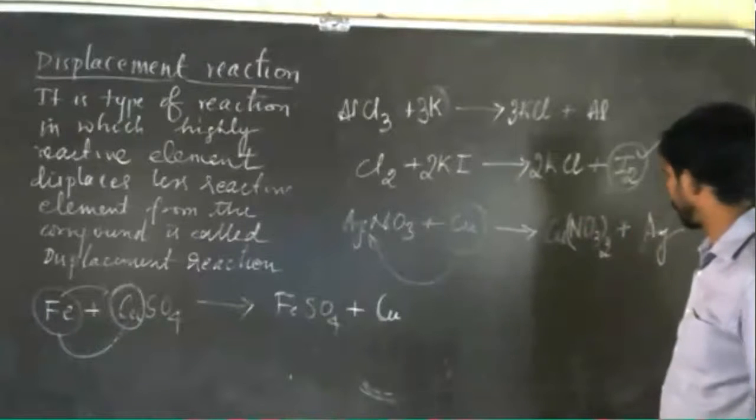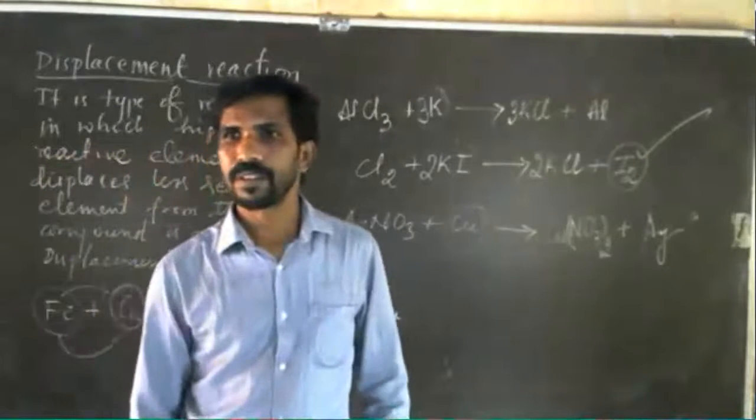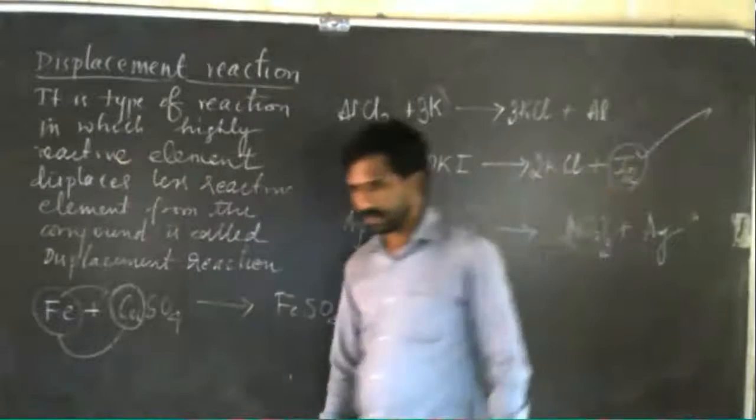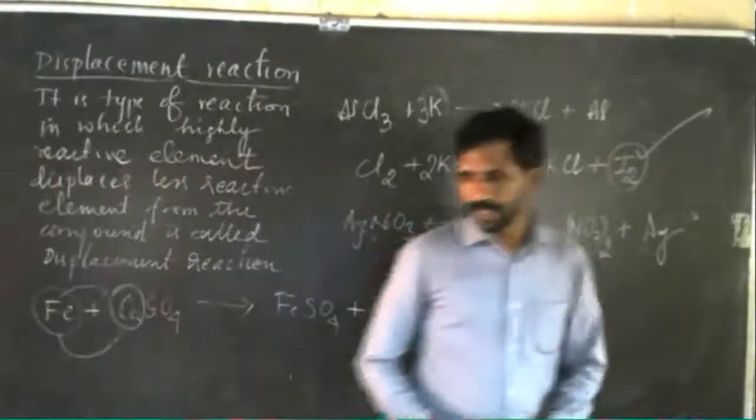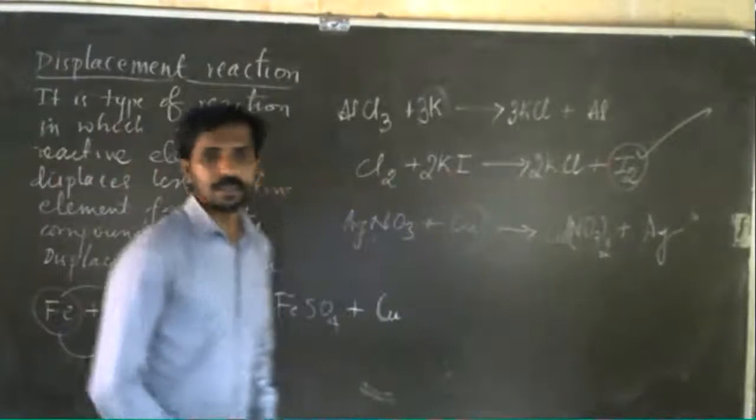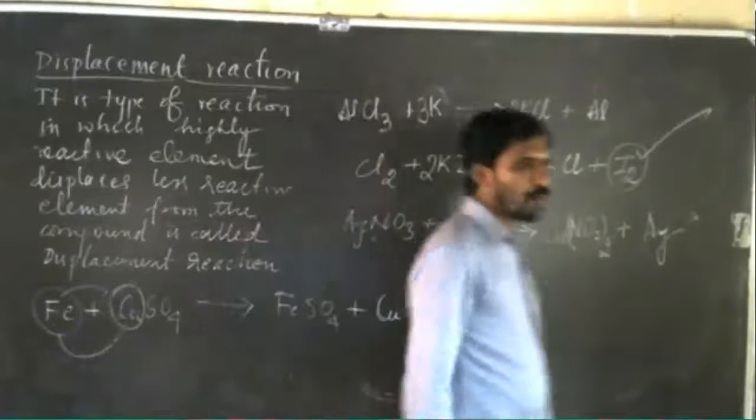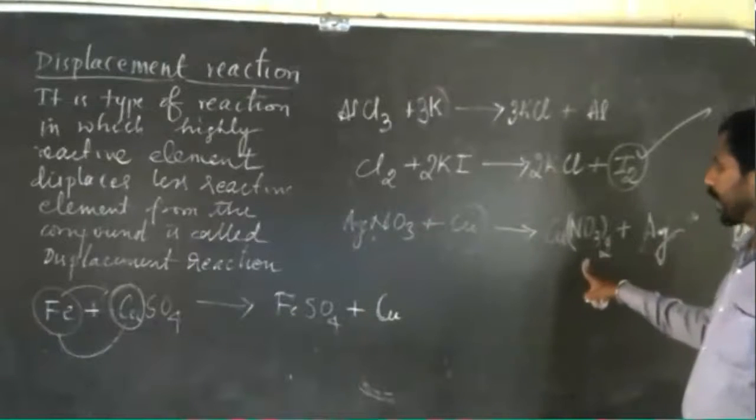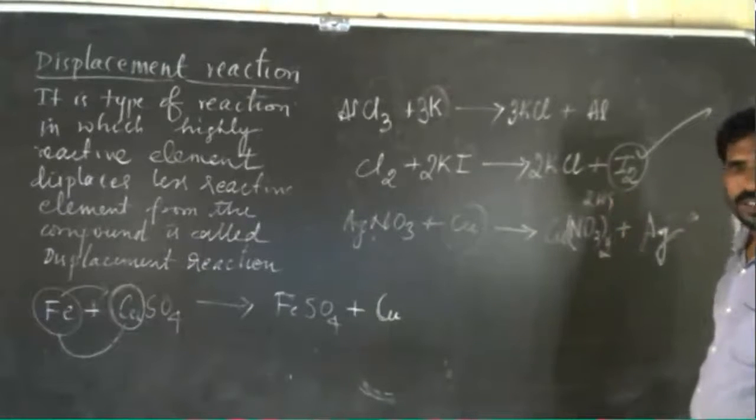Cu(NO3), copper valency is 2, that's why 2, then Ag is separate. So this is how the reaction happens. Is it balanced? It is not balanced. You have to balance the equation.